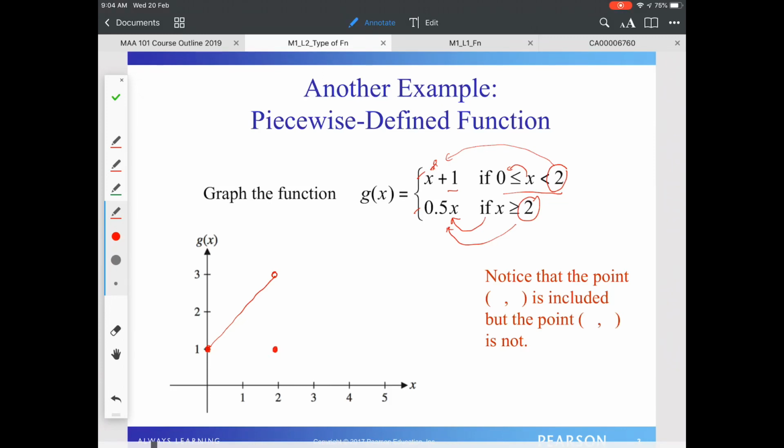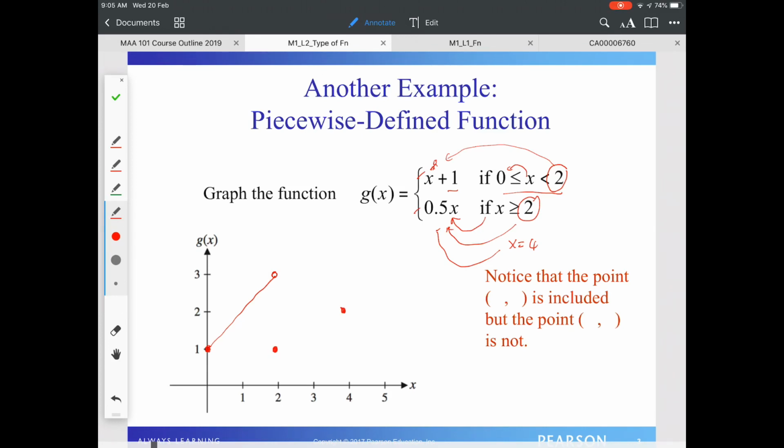Okay, and then now, if you do not know how to do it, you can always substitute values, because for a straight line you just need at least 2 points. So you just substitute values. Maybe I will substitute x equals 4, because x is larger than or equal to 2. Substitute inside, you get 2, so x equals 4 gives you this point here.